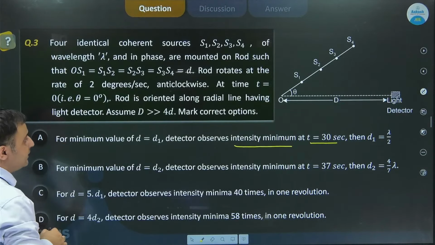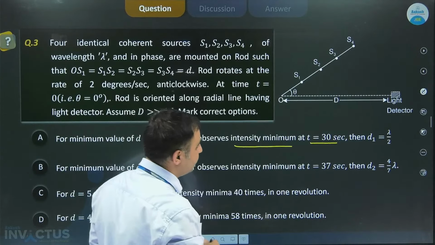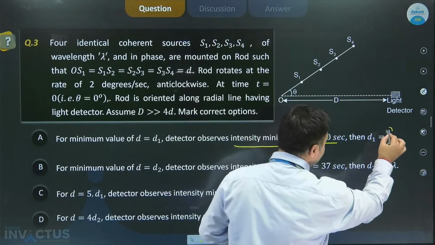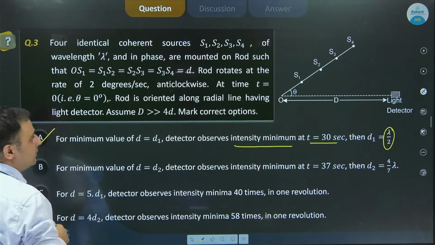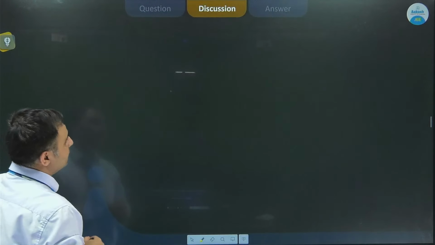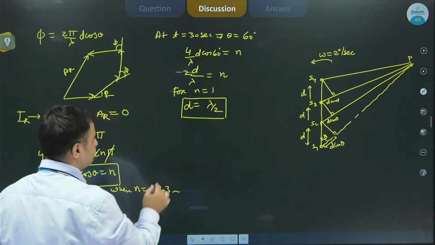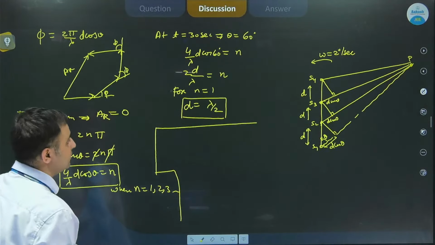So the minimum value of d is d1. Detector observes intensity minimum at t is equal to 30 seconds for d1 is equal to λ by 2. So this is the correct option. λ by 2 पर हमको मिनिमा मिल रहा है. Now let's check other options too.